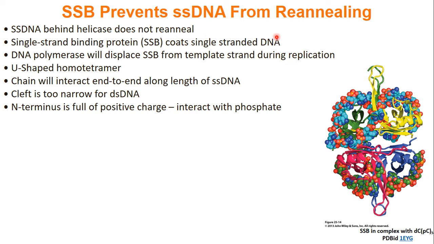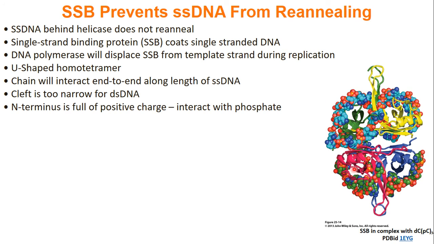And so to prevent that, there's a protein called single-stranded binding protein, or SSB, that will just cover all of our single-stranded DNA, physically preventing our DNA from resealing because it's being held by SSB. Now, SSB will hang on until a polymerase comes and kicks it off. So it'll only be removed by a polymerase.